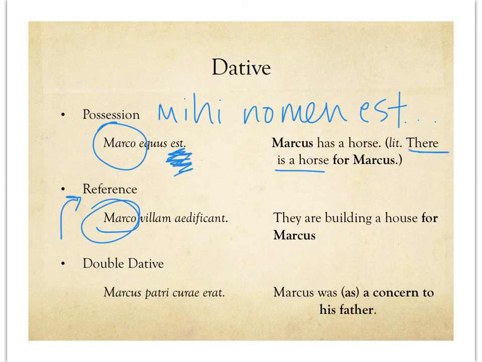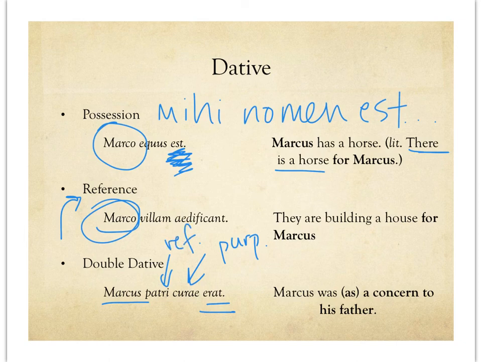And the dative of purpose is only used with abstract ideas. So the dative of reference tends to be an actual person, and the dative of purpose is an abstract concept. And in English, we don't really translate them as datives, as you'll see here. So Marcus patri curae erat. Marcus is our subject, erat is our verb. Curae, a care, that's our dative of purpose. Patri, to his father, dative of reference.